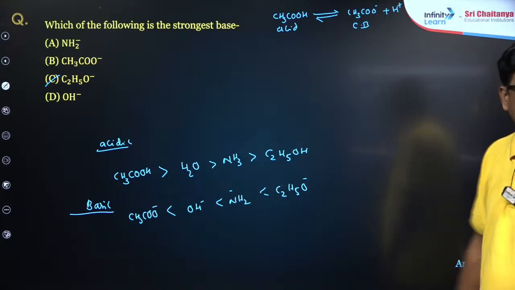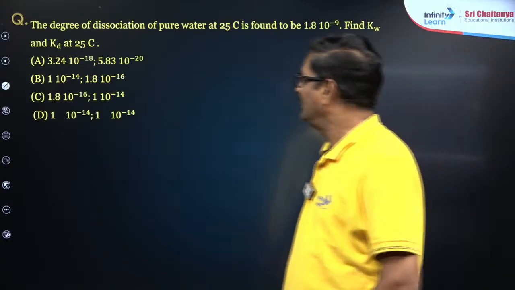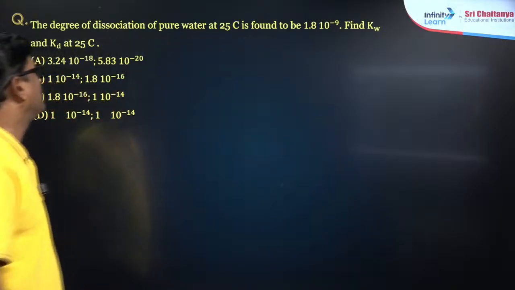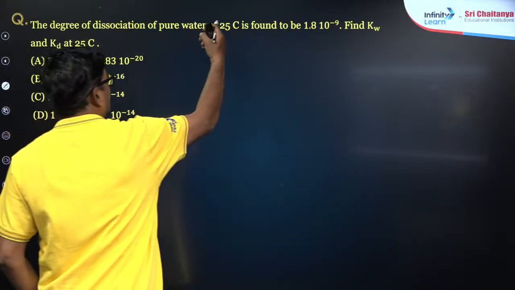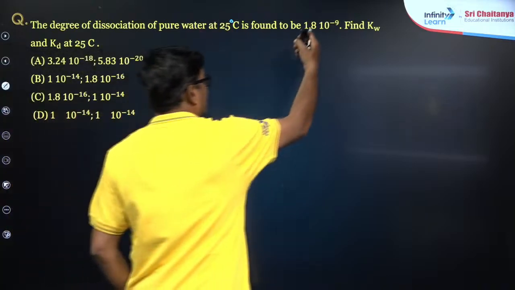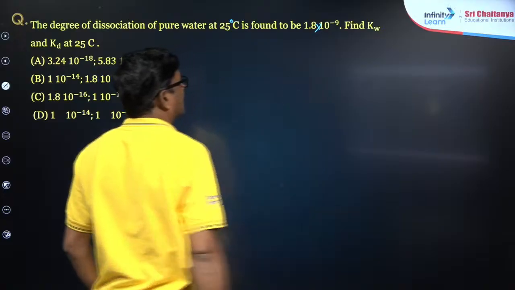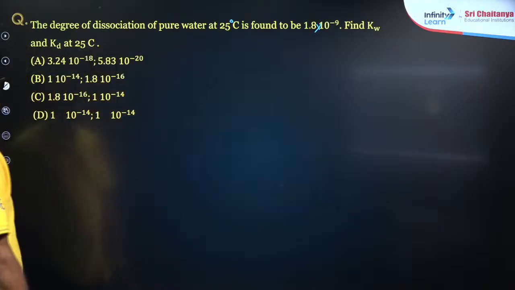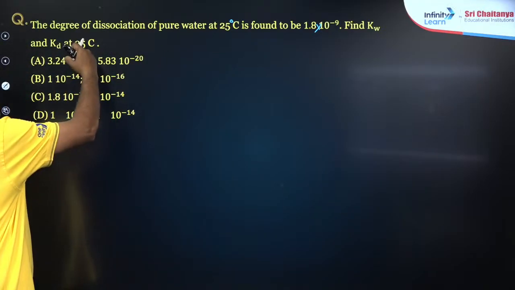Okay, let me see the next question. The degree of dissociation of pure water at 25 degrees centigrade is found to be 1.8 into 10 to the power of minus 9. Find the Kw and K dissociation at 25 degrees centigrade.